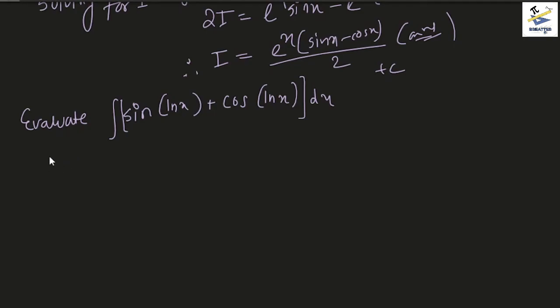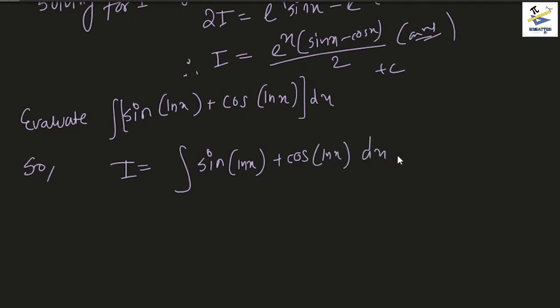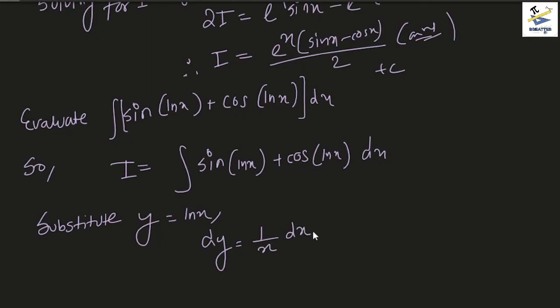So obviously I is equal to the integration of sin of log x plus cos of log x dx, and substitute y equals log x, which will give us dy equals 1 by x dx, right?